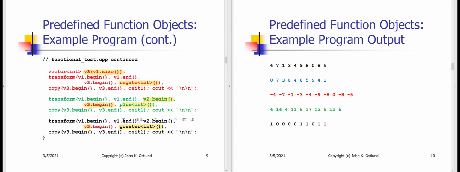And then finally, with this greater functional, I'm testing whether elements in V1 are greater than the corresponding elements in V2. Well, 4 is greater than 0, so that's true, which gets stored into V3 as 1. 7 is not greater than 7, so that's false, which is 0. 1 is not greater than 3, 3 is not greater than 8, 4 is not greater than 4, so I have 3 more zeros. 9 is greater than 8, 8 is greater than 5, so now I have 2 1s, and so on. So that's what's going on with those examples.